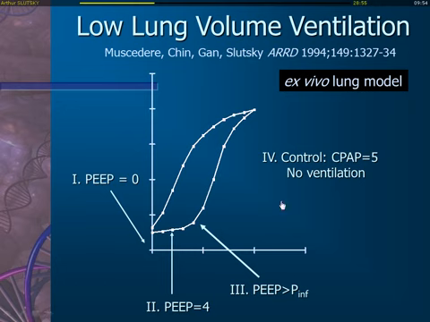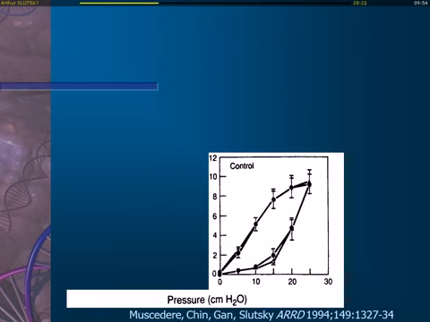And we had 4 groups. One group, actually number 4 here, was the control group. We kept the lungs inflated at a CPAP of 5 centimeters of water, no ventilation at all. We then ventilated them with 0 PEEP, a PEEP of 4, or a PEEP greater than the inflection point that I showed you earlier. And we used a tidal volume of about 7 ml per kilo, relatively small. And then we looked at the pressure volume curve before and after these ventilatory patterns, as well as structural lung injury by pathology. So here's the control group that we just inflated at a CPAP of 15.